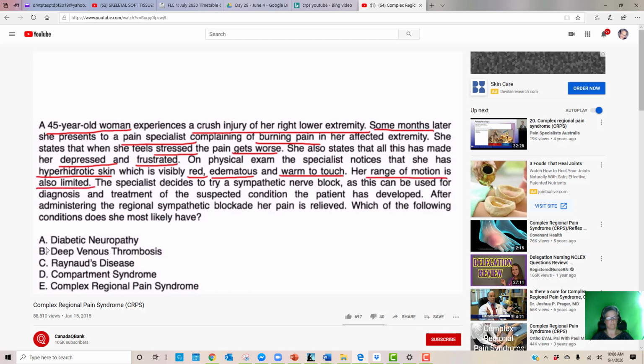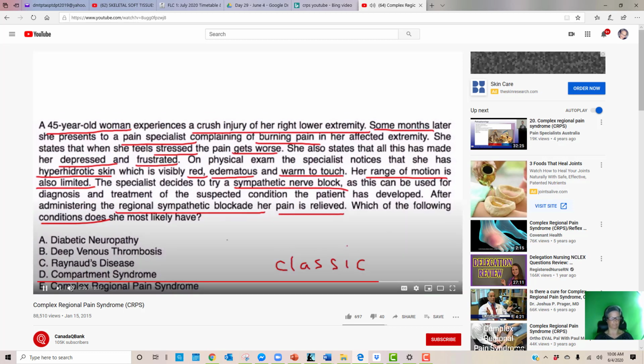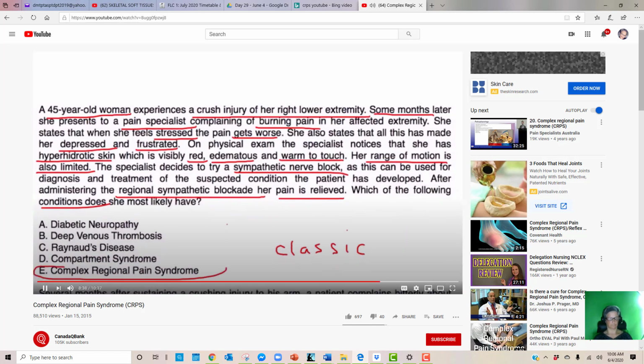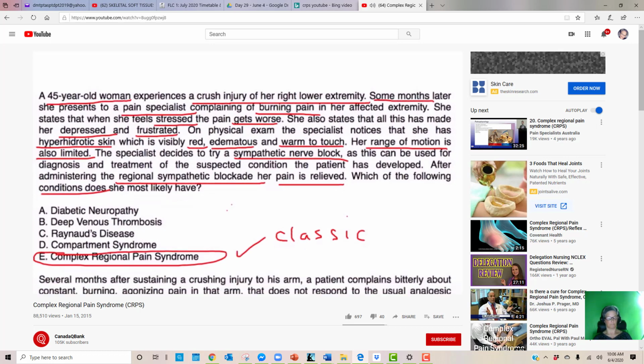The specialist decides to try a sympathetic nerve block, as this can be used for diagnosis and treatment of the suspected condition the patient has developed. After administering the regional sympathetic blockade, her pain is relieved. Which of the following conditions does she most likely have? Well, this is a classic clinical vignette that encompasses all aspects of CRPS. So it's very nice, and E would be the right answer, of course.